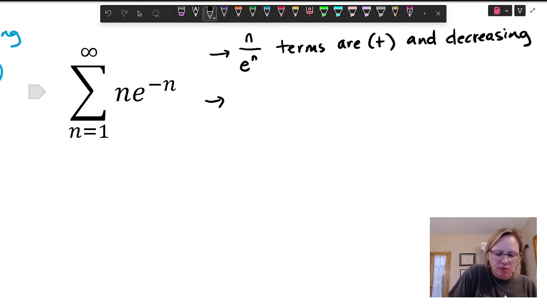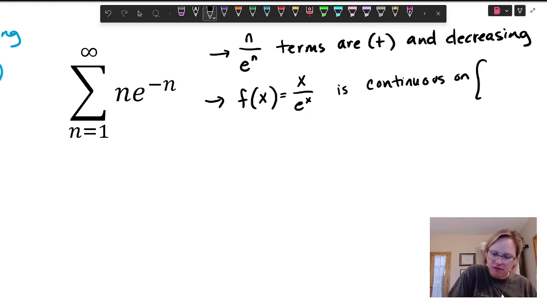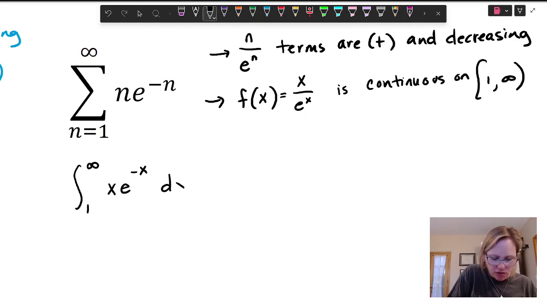Okay, now I'm going to rewrite it as a function, and we'll go ahead and just use x if we like to use x. So x over e to the x is continuous on that 1 to infinity interval. And then we're going to show the antiderivative, or we're going to show the integral. So from 1 to infinity, and I'm going to change it back to a negative exponent. We like those for integrals.